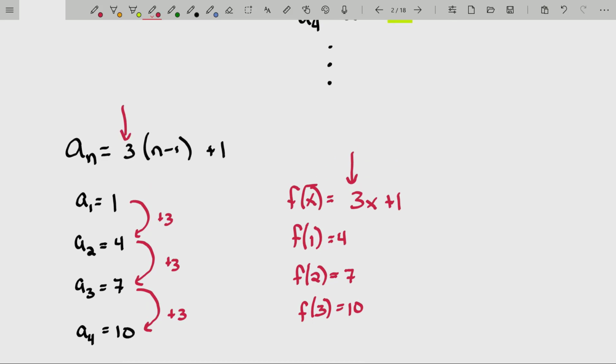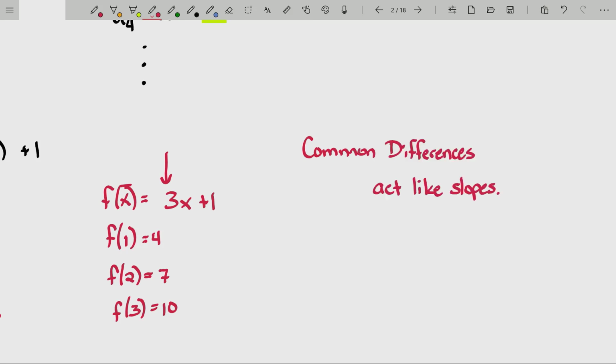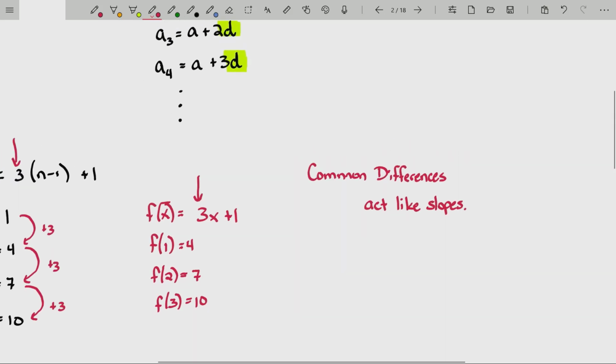But really, you can kind of think of it this way. If somebody hands you an arithmetic sequence and they tell you the common difference is 3, you can think, oh, that means the slope is 3. So common differences are very much like slopes. And in this regard, technically, you could have learned arithmetic sequences right after you learned linear functions. They go hand in hand, linear functions and arithmetic sequences, that is.